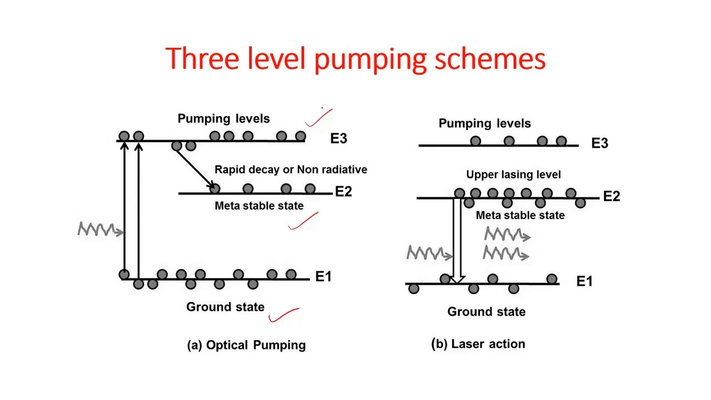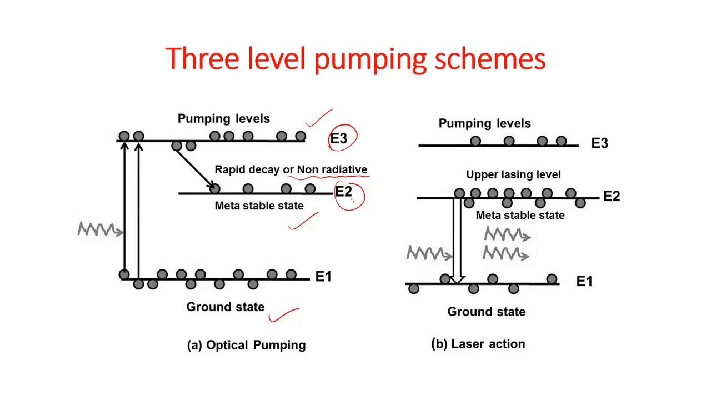During the pumping process, initially the atoms are excited into the higher energy level E3, in which they cannot stay for a long time. Then they move to the metastable level E2 through non-radiative transitions. In the metastable state, they can stay a relatively longer time as the spontaneous emission from the level E2 to E1 is forbidden. Therefore, the pumping process continues further.